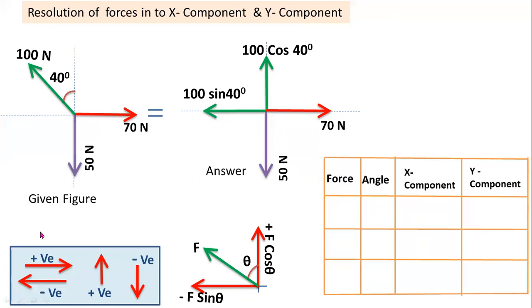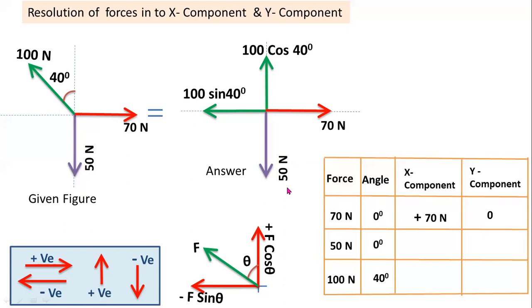Now, you have to consider sign conventions. You have to follow these sign conventions. These are the given forces, and these are the given angles. Now, the 70 newtons force lies on the x-axis. That's why this 70 newtons force has only an x component. Plus 70, for the right side direction, you have to consider the positive sign. There is no y component for 70 newtons.